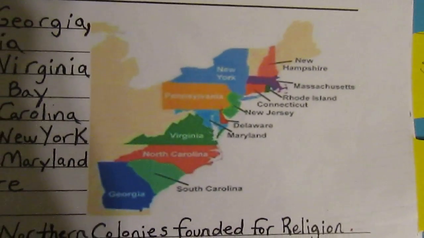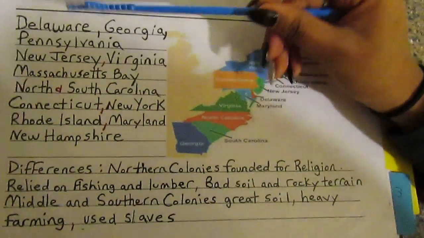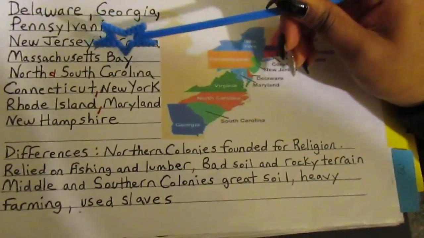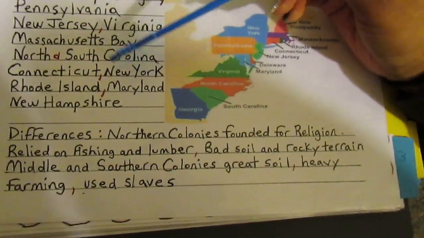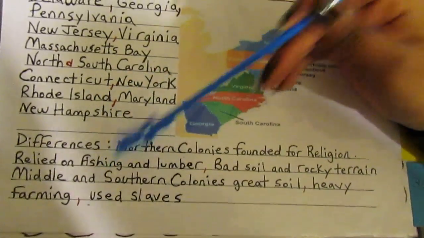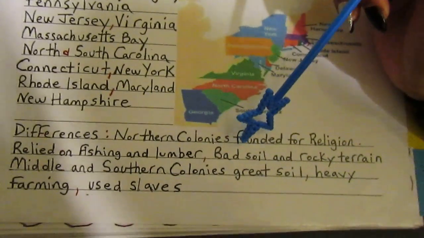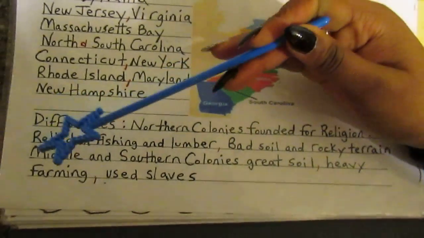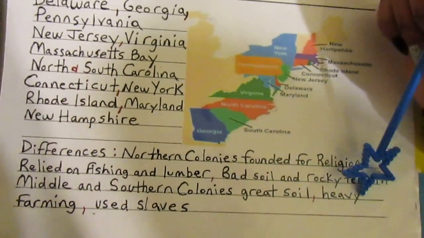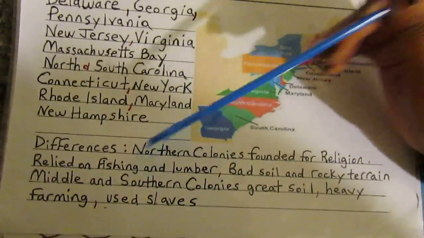The first 13 colonies were all on the East Coast, and they were Delaware, Georgia, Pennsylvania, New Jersey, Virginia, Massachusetts Bay, North and South Carolina, Connecticut, New York, Rhode Island, Maryland, and New Hampshire. The differences between the colonies were the northern colonies were founded for religion, and they relied on fishing and lumber. They had bad soil and rocky terrains. And the middle and the southern colonies had great soil, heavy farming, and they used slaves.